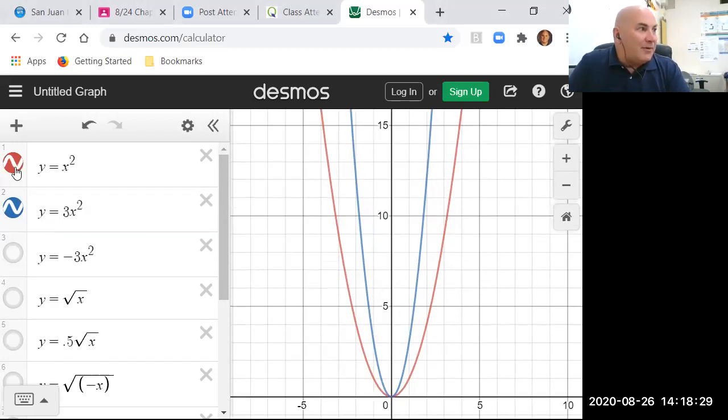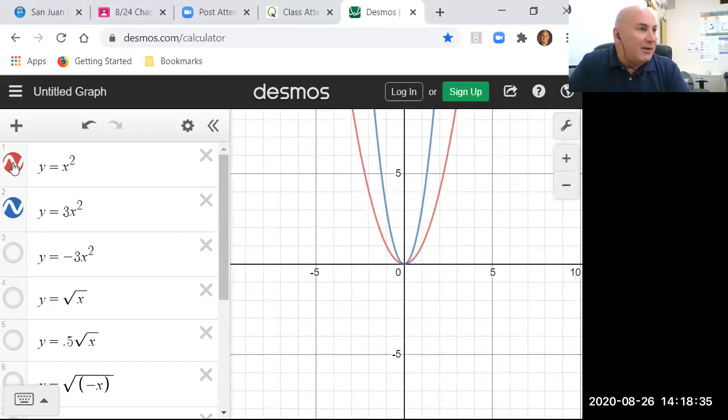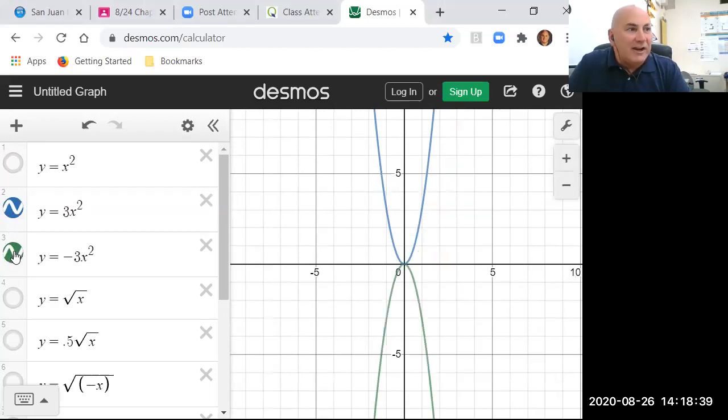Now, what happens if instead of positive 3, we multiply by negative 3? So here's our 3x squared. Notice that negative 3 just reflects it over the x-axis. Essentially, you could think of it as if we move that negative over here, you'd have negative y equals 3x squared. We'd have replaced y with negative y, which flips things over the x-axis.